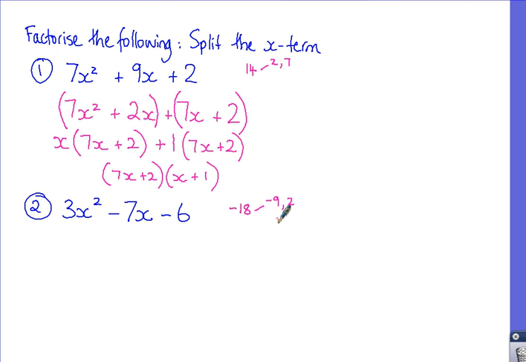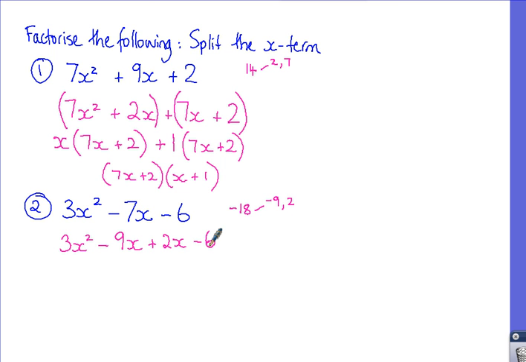So we do exactly the same thing. We write out the whole expression, 3x squared, and now we're going to put in our two terms instead of minus 7x. Now, piece of advice, if you've got a choice, always do the negative term first. So I'm going to write minus 9x plus 2x minus 6.